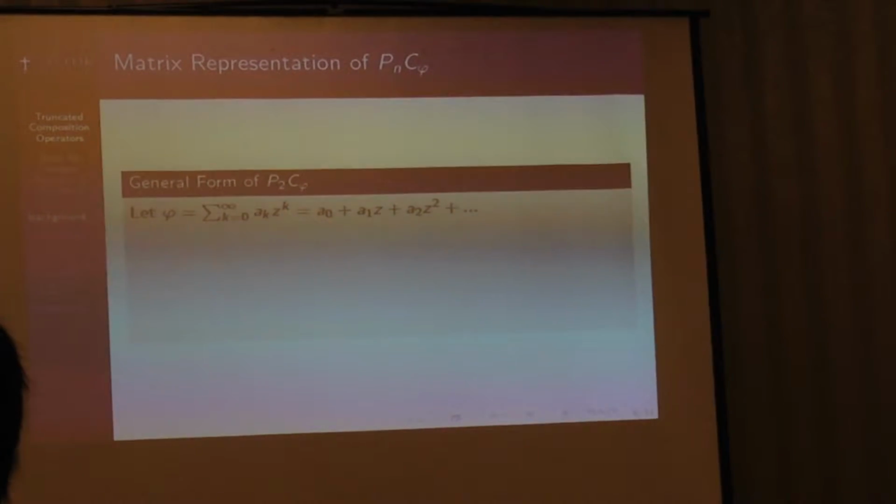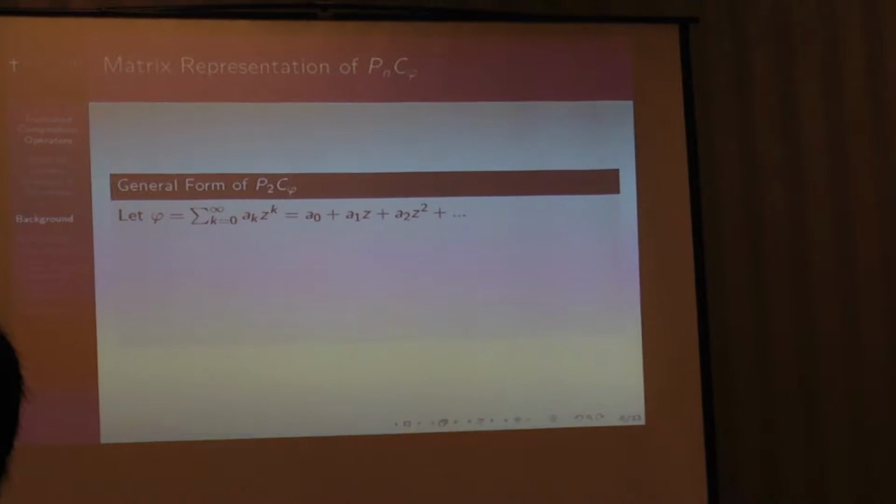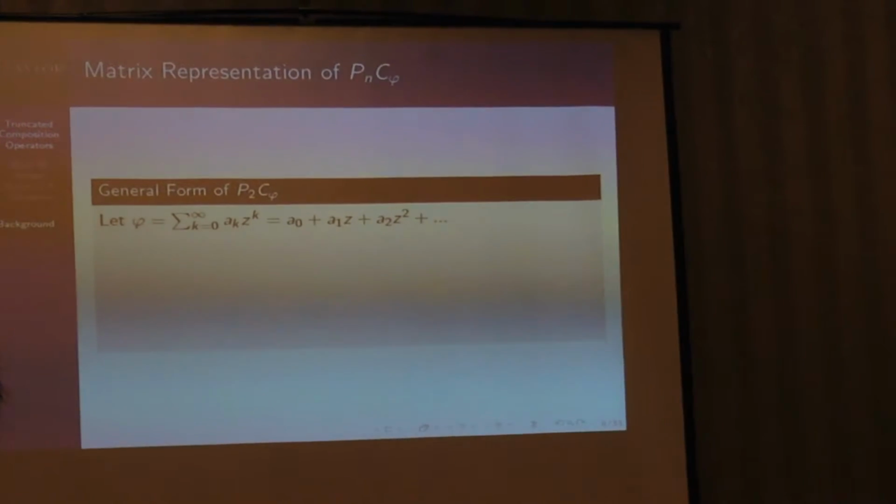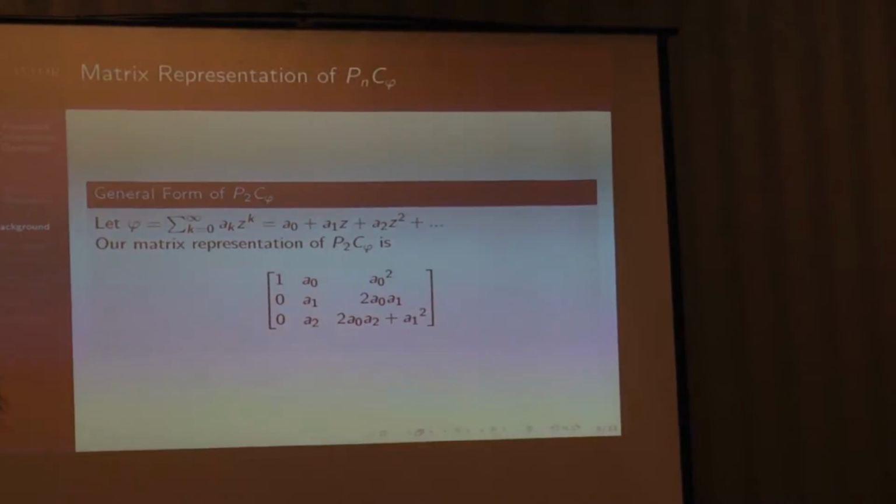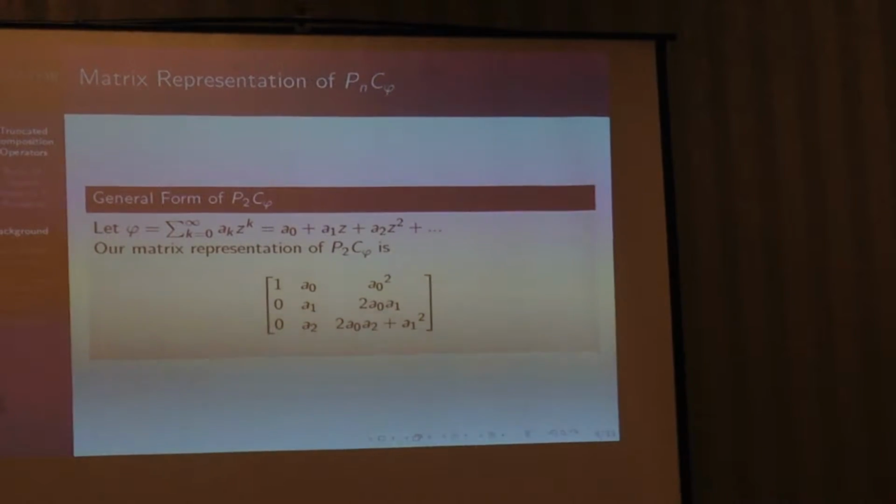So then in general, if we just look at P2 C phi, where phi is any analytic function with these coefficients, then the matrix representation would have this form just in terms of those coefficients.